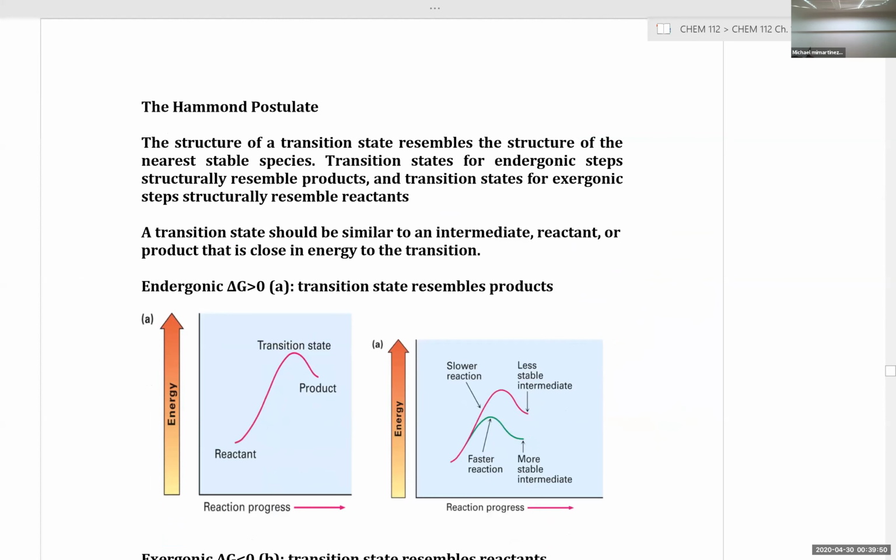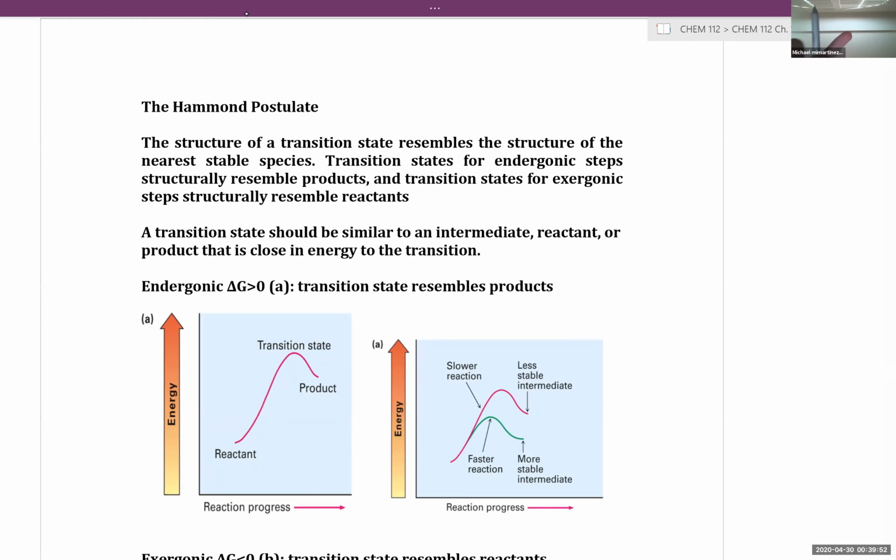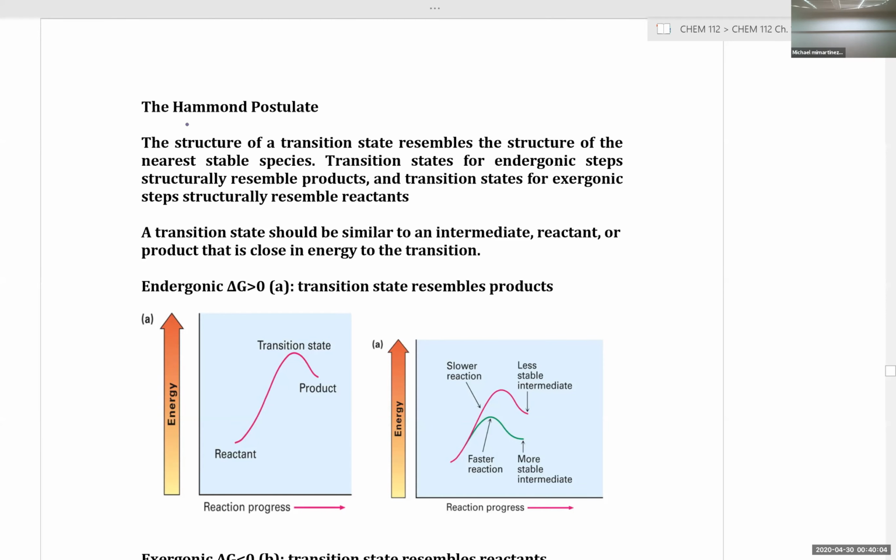sense. Okay, so this is really a seminal idea in organic chemistry. This is probably the most useful fundamental postulate you'll be seeing in organic chemistry with regards to understanding reaction mechanisms. And it's this idea of the Hammond postulate, which essentially says the structure of a transition state resembles the structure of the nearest stable species.